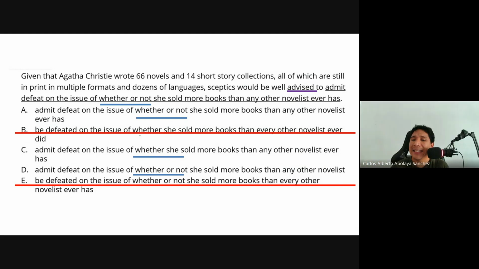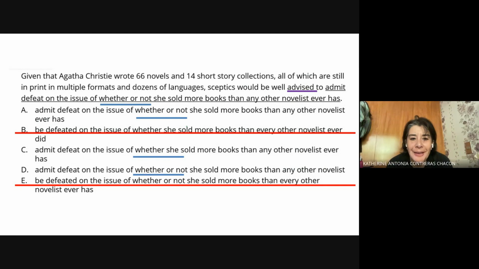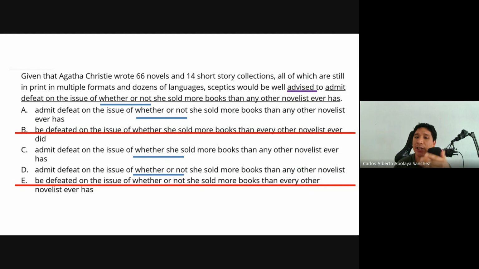Now let's go with the meaning. Executives would be well advised to admit defeat on the issue of whether or not she sold more books. It means it doesn't matter if she sold more books. So when you say, "Hey, give up," you give up even if she doesn't sell books. Again, that part is hard to understand, because it says executives advise the person to admit defeat on the issue of whether or not. So I say, "Hey, give up. It doesn't matter if she sells more books or not."